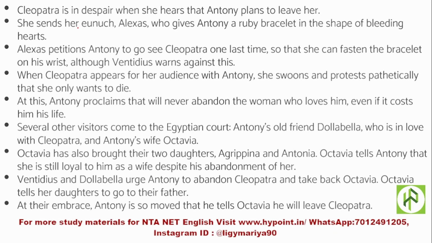She sends her eunuch Alexas, her servant, who gives Antony a ruby bracelet in the shape of bleeding hearts. So she sends Alexas to Antony with a ruby bracelet from Cleopatra. Why did she give that? Because she wanted to make Antony more into her. Whenever he sees this ruby bracelet in the shape of a bleeding heart, he will remember Cleopatra. Cleopatra's heart is melting for him.